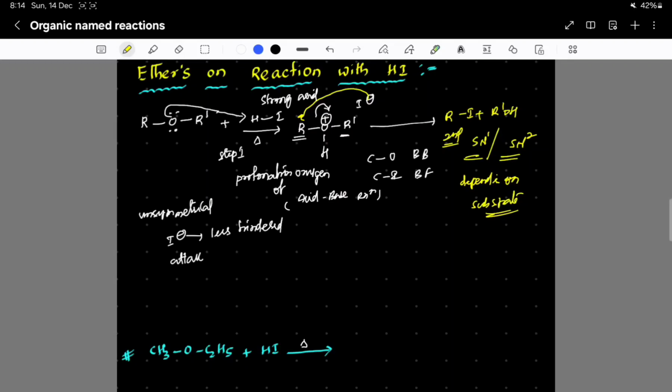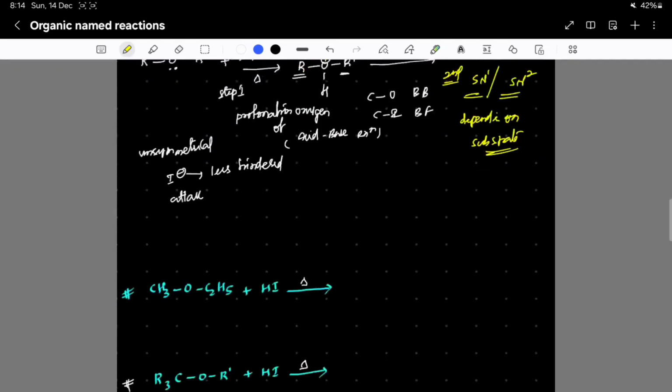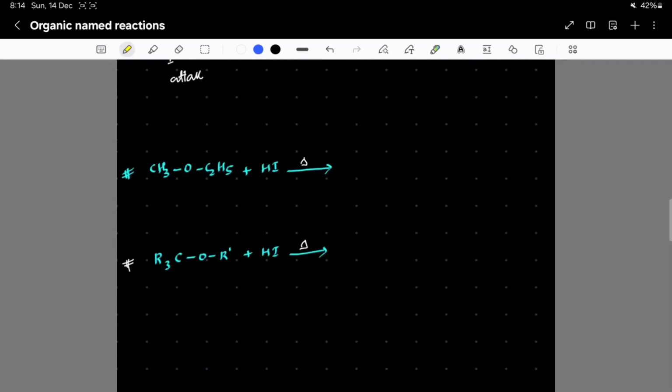If a benzylic carbon is present, then it will follow the SN1 mechanism. If any tertiary carbon is present, you can follow the SN1 mechanism. In the remaining cases, you can follow the SN2 mechanism only. So this is about the reaction of ether with HI. Now we will practice some questions.